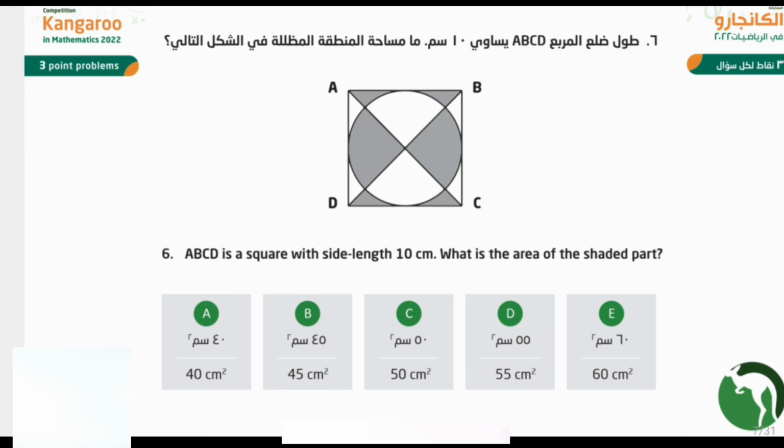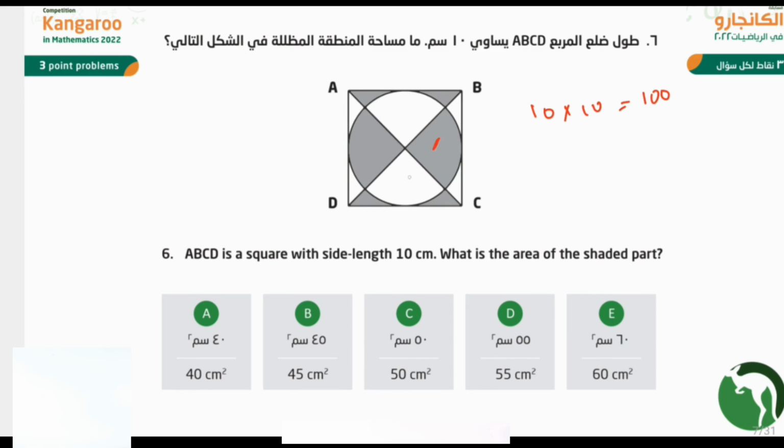In question number 6, ABCD is a square with a side length of 10 centimeters. What is the area of the shaded part? Okay, at first, because this is a square, the area of this square will be 10 multiplied by 10, which is equal to 100. Now, if we notice here inside the square, we have areas that are equal to each other.